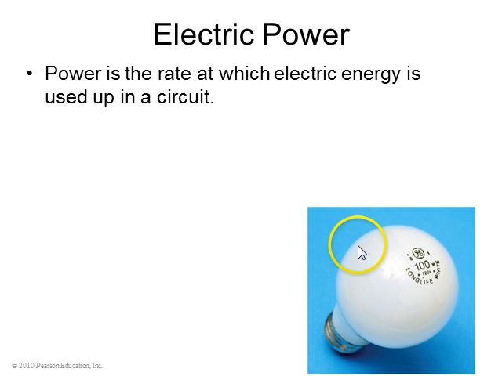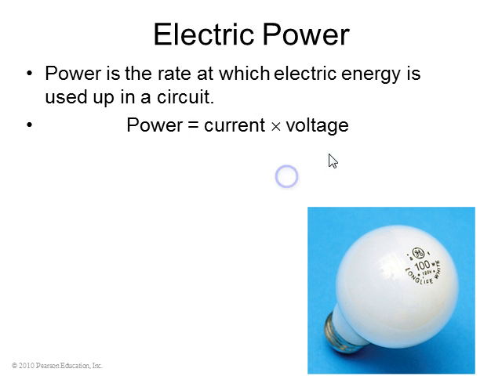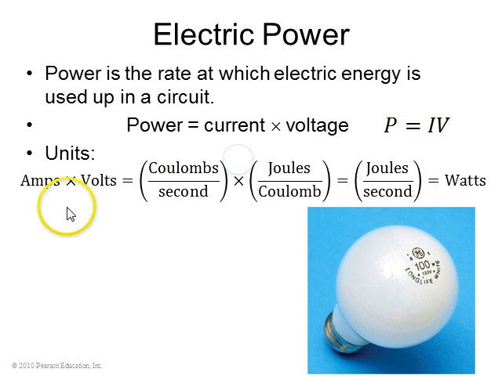Power. Power is the rate at which electricity is used up in a circuit. The equation for power is current times voltage, P equals I times V. The way the units work out is current is measured in amperes, and voltage is measured in volts. An amp is a coulomb per second, and a volt is a joule per coulomb. So when you multiply, the coulombs cancel, and you get joules per second, which is watts.